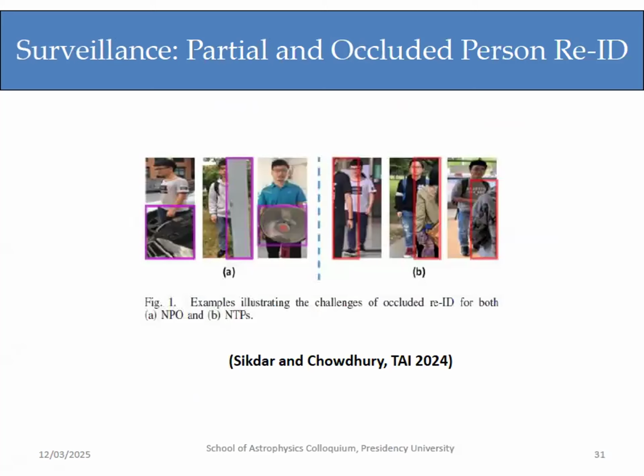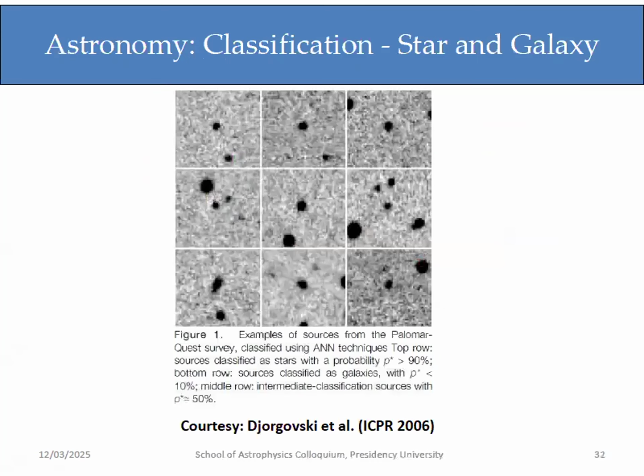This is, I'll talk about the details a little bit later, a person re-identification problem. These are some variants: if there are non-pedestrian objects and non-target pedestrians, then there are a lot of occlusions and overlaps. How can you detect that? Now with this, I felt it's interesting.